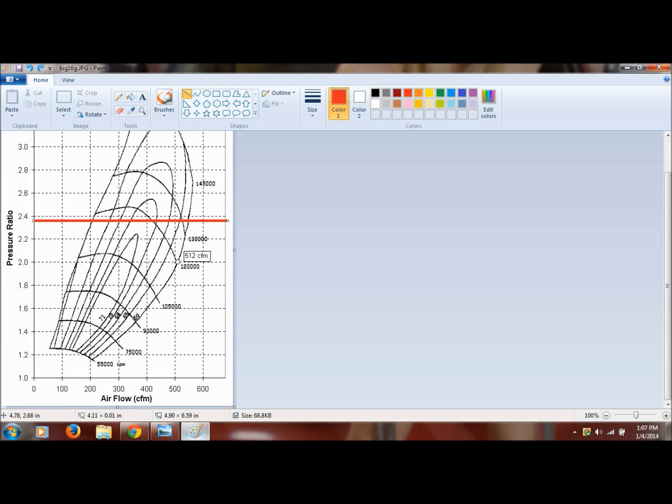Anyway, we look at the map where the red line first meets up with the compressor map lines. You see that it's just about at the 210 CFM mark. So this is right here. You can see that that's just meeting up just a little bit after the 200 CFM mark. So let's draw a line down from there to around 210 CFM.